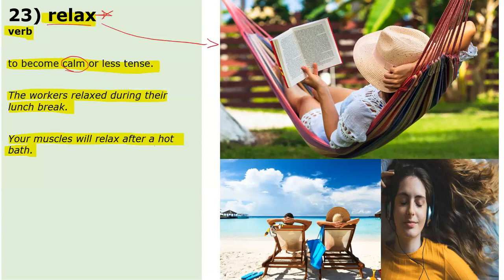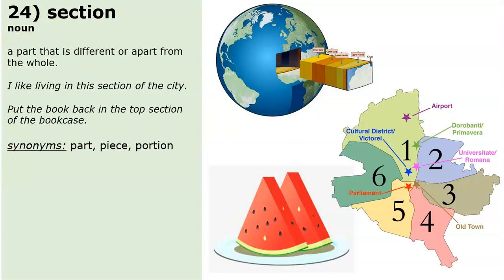And people like to relax in many different ways. Some people relax by taking a hot bath, or some people relax just by taking a lunch or a snack break. You can also relax by laying down and reading a book, or you can go to the beach and relax. Some people also relax by laying down and listening to some music. That way they can feel more calm. How do you like to relax? The next word is section.